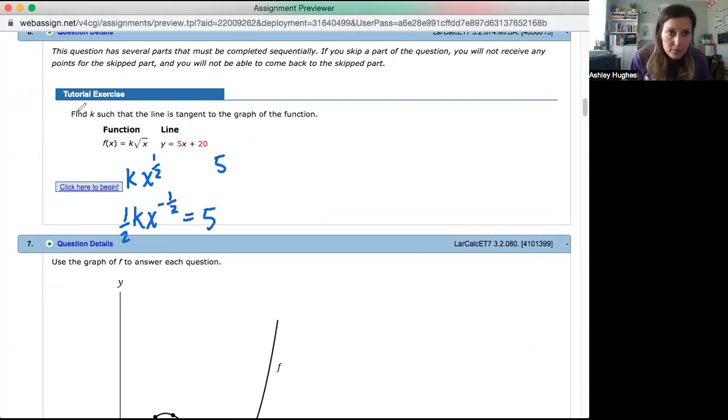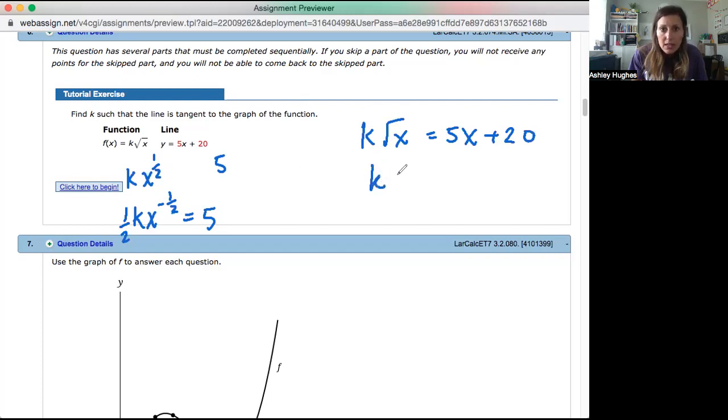So we have this equation. We need two equations though. So if it's tangent, that means it's touching at this one point. So we're actually going to set them equal to each other as well. So if I solve for k here, I would get k equals 5x plus 20 over the root of x. And I have this here.